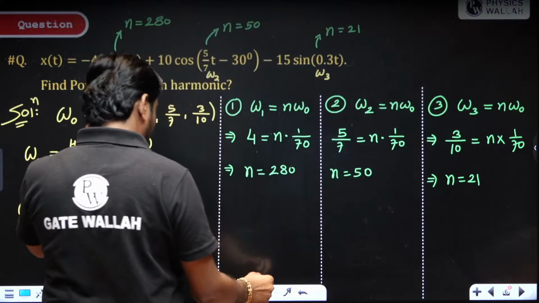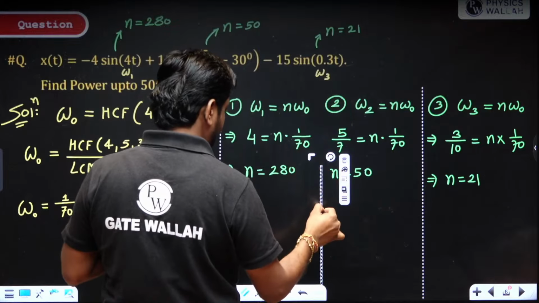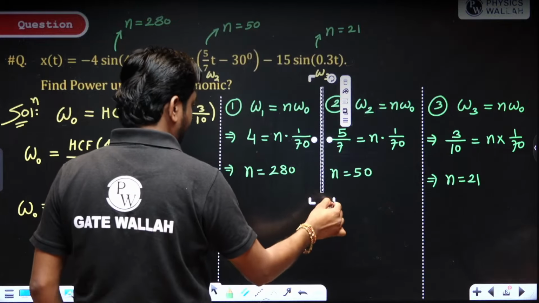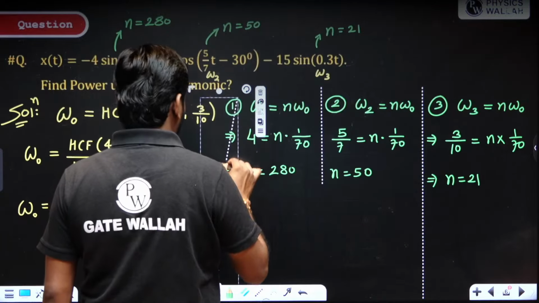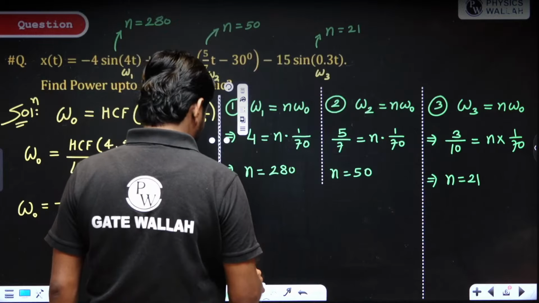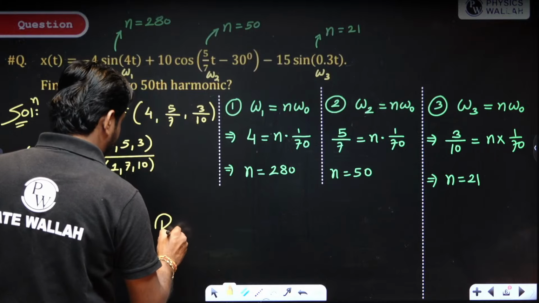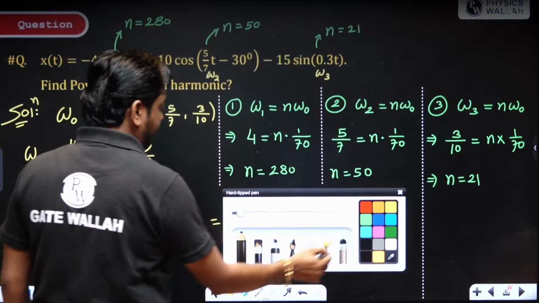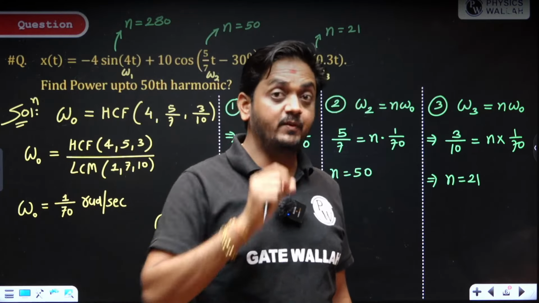Now power up to the 50th harmonic. See, they are asking power up to the 50th harmonic. So up to the 50th harmonic means you have to start from n equal to 0, from n equal to 0 up to n equal to 50, guys.